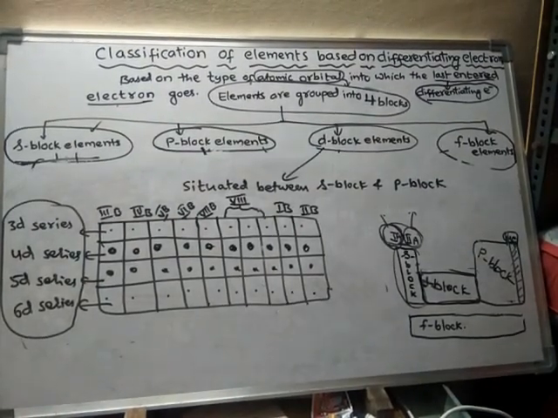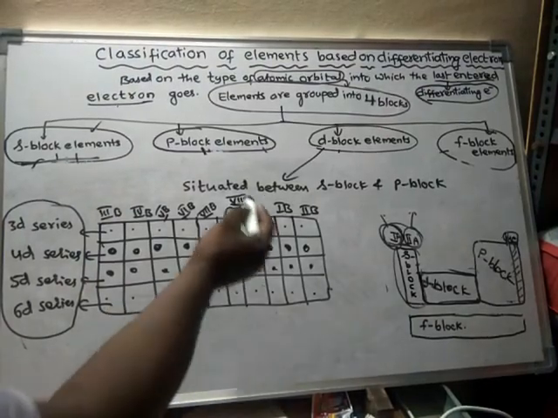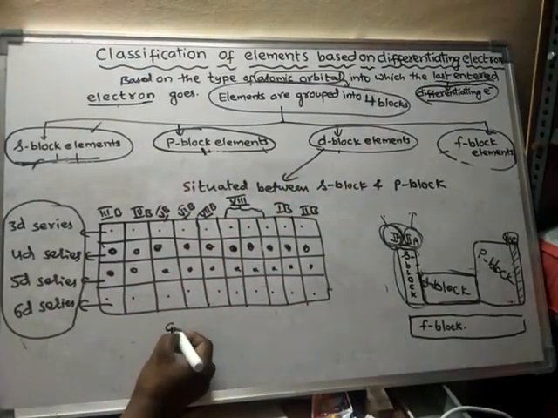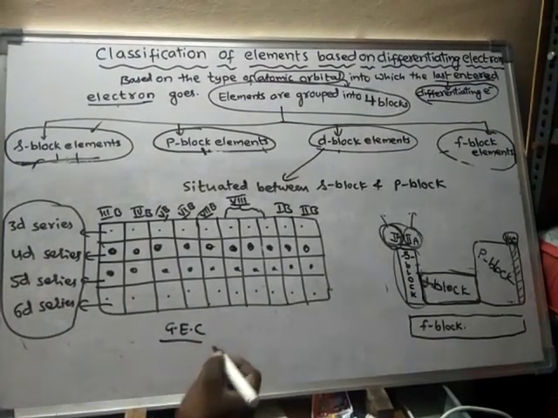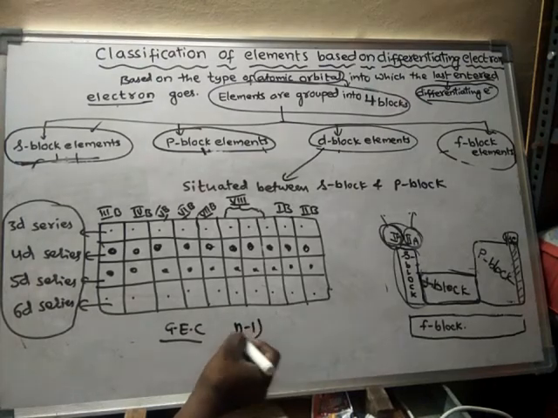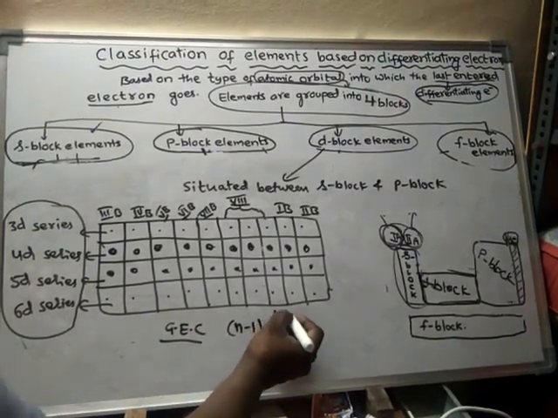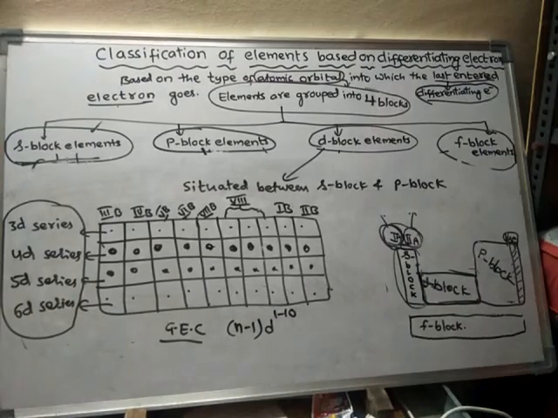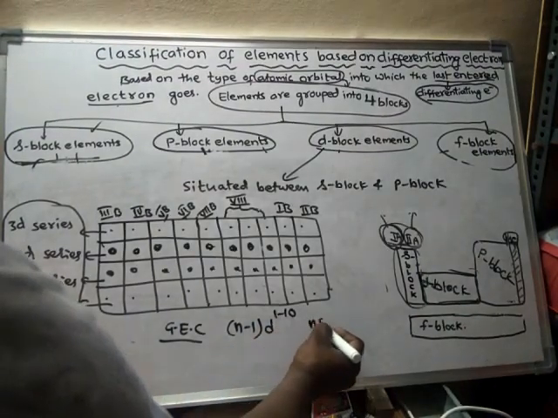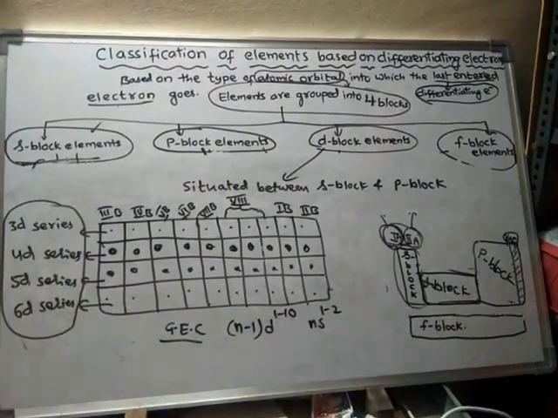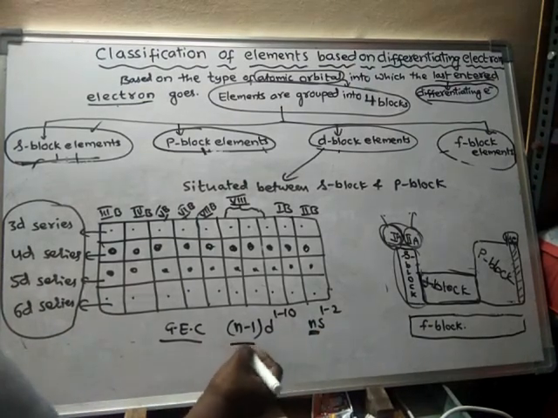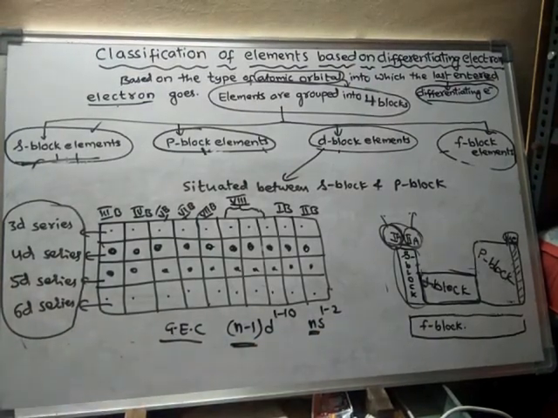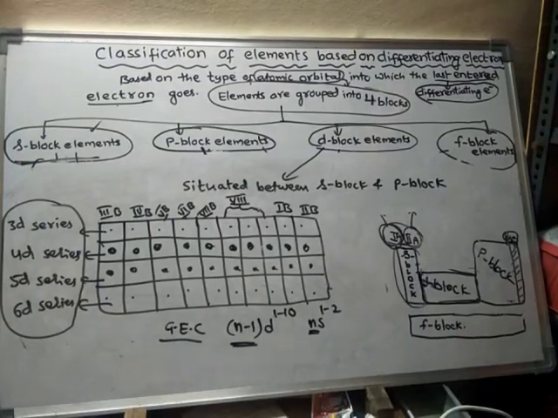Next, the general electronic configuration of D block elements. It will be like this: (n-1)d 1 to 10, ns 1 to 2. The general electronic configuration is most important, so please practice. What is n? n means the outermost orbit. n-1 means the last but one orbit, or the penultimate shell.